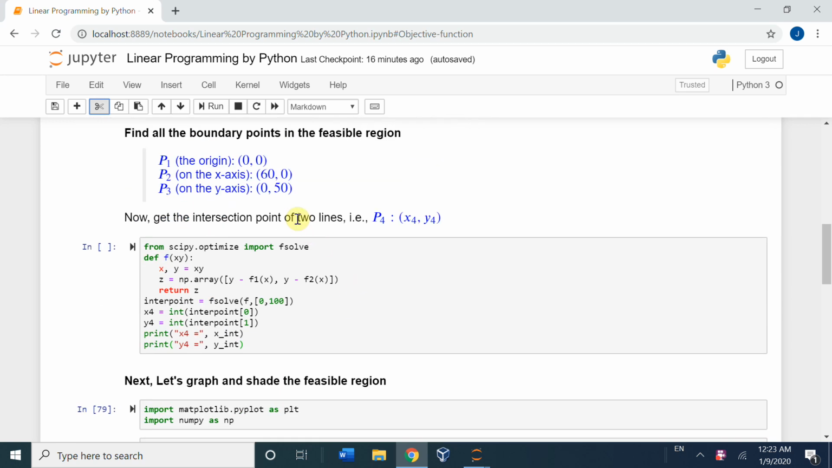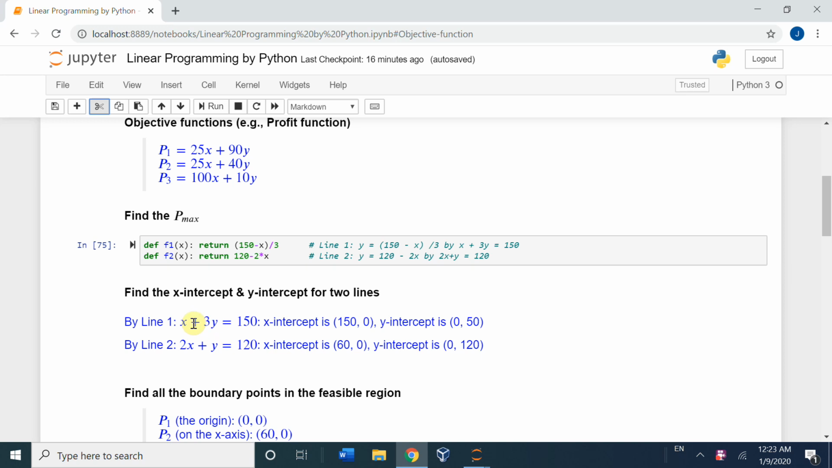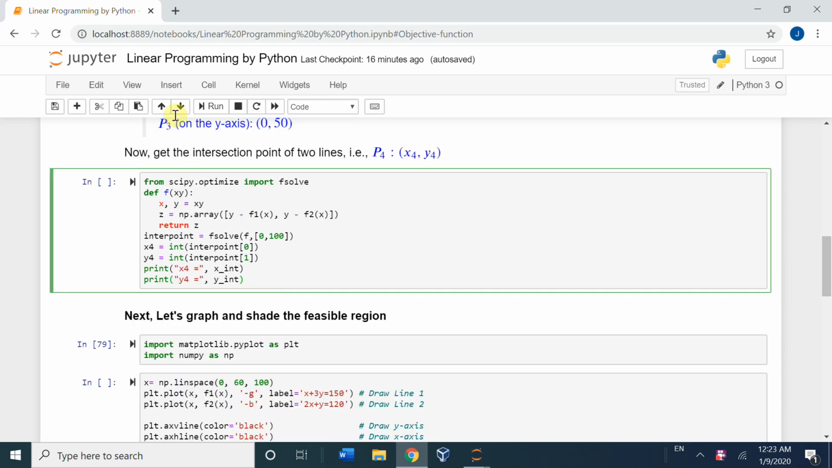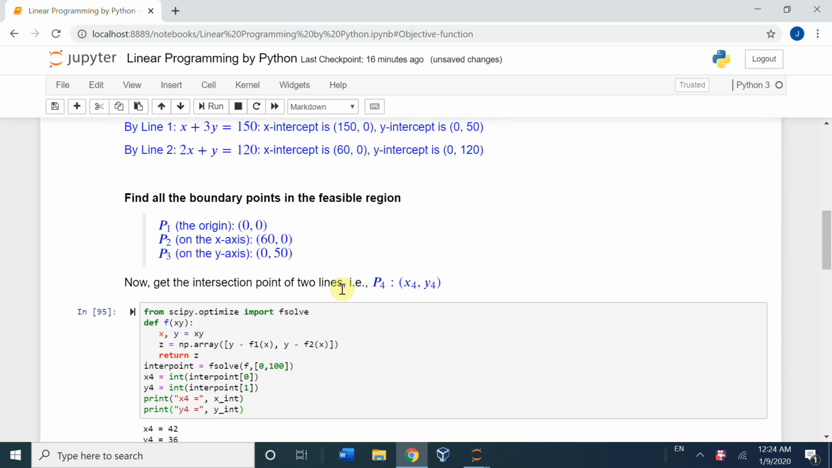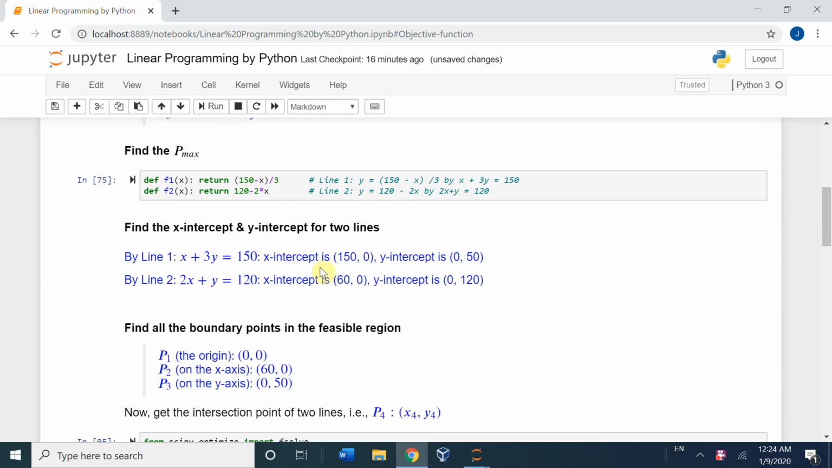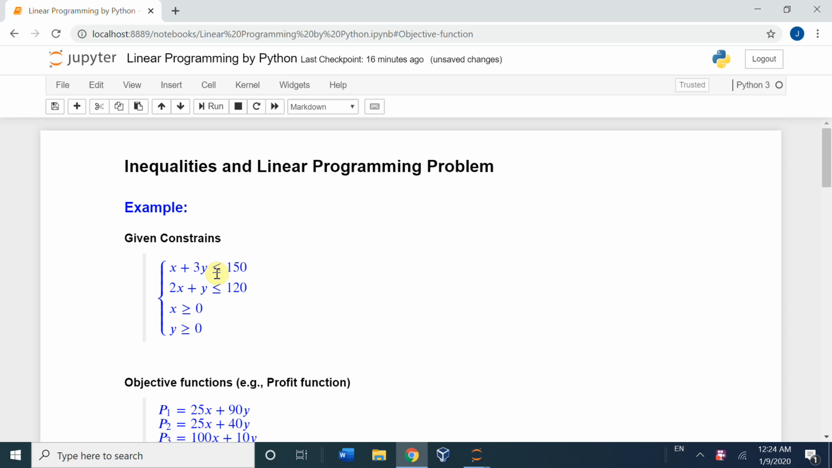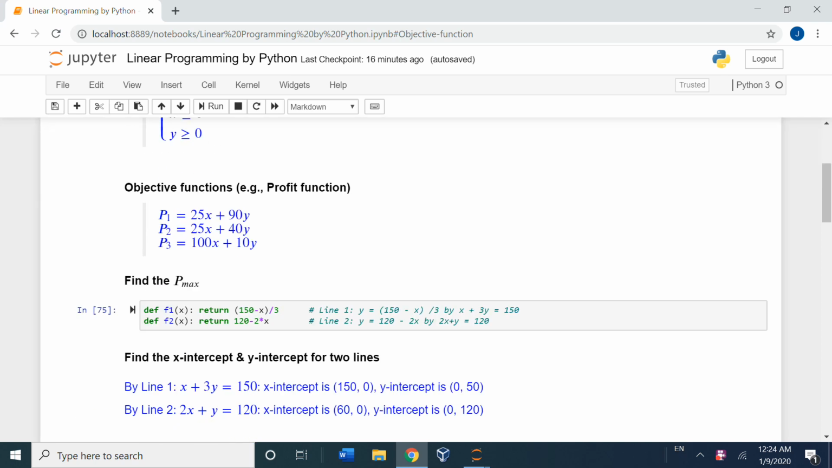Now let's get to the last point, P4. This is our Python code for solving the intersection point for line 1, line 2. So now let's run. Now we get 42, 36. So far we have 4 boundary points and 4 lines, if we choose just the equal sign: line 1, line 2, line 3, line 4.